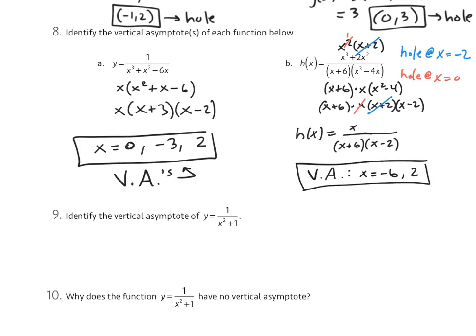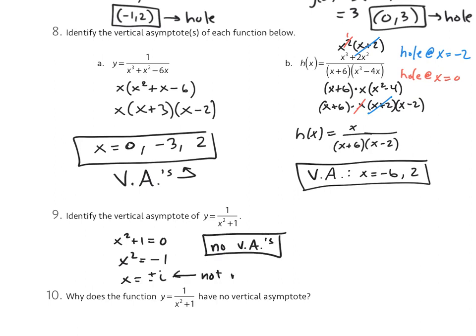Number 9, identify the vertical asymptote of y equals 1 over x squared plus 1. Well, we'd want to set x squared plus 1 equal to 0. We solve for x. You get x squared equals negative 1. So x equals, what? Hold on a second. What number squared equals negative 1? Well, that would be positive or negative i. That is not real, so there are no vertical asymptotes, because that is not real.